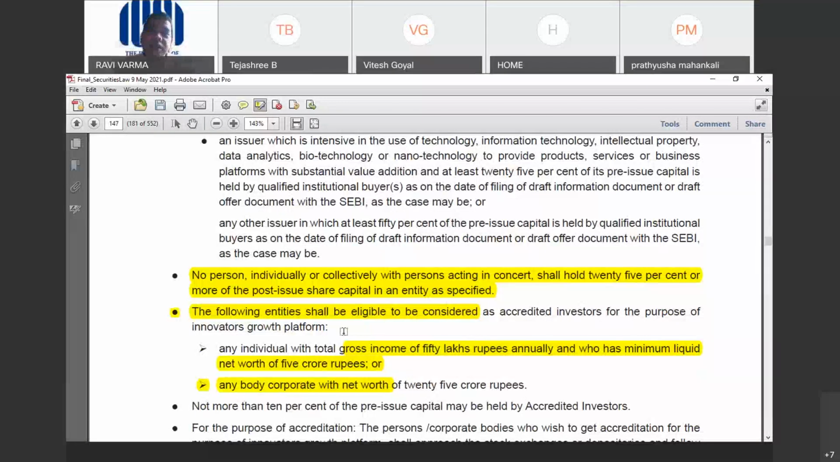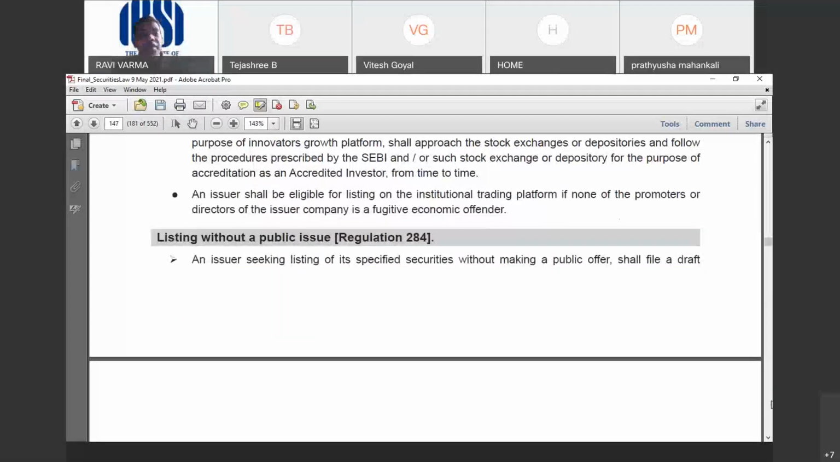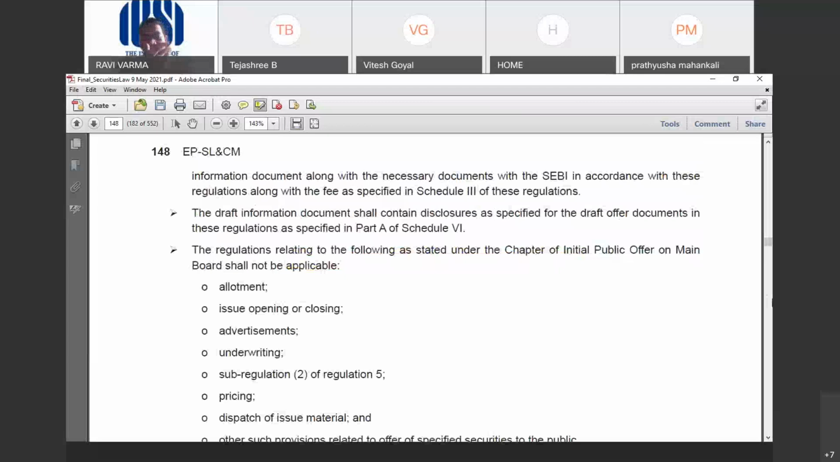Now, if you go to the accredited investors, you find their minimum income should be 50 lakh and their net worth should be 5 crore. You can understand the person is having that much of caliber, high profile, the individuals. So those only, if they are holding 25% of the pre-issue capital, then only they can come on the innovators, right? And they are having the privilege to get a listing without making a public offer. They can get it listed on the innovators growth platform, right? So that is basically all about the innovators growth platform.